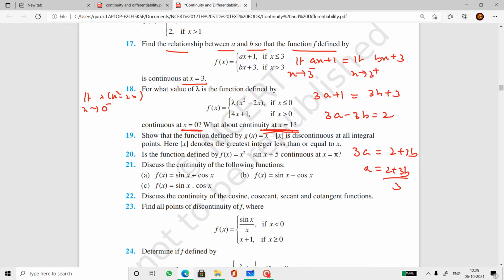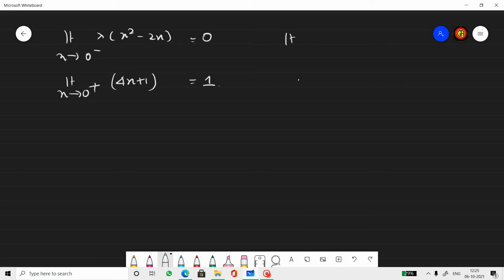So when x equals 1, 1 lies above 0. So I'm going to do the limit x tends to 1 on 4x plus 1. So that would be 5. And f of 1 will be 5 again because it's going to be 4x plus 1 only. So it's continuous, but the problem is again lambda is not coming up. So lambda can take any value when you check for 1, and when it comes to 0, no values of lambda.